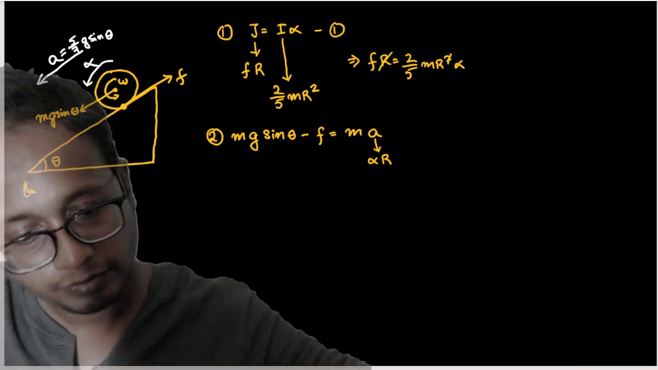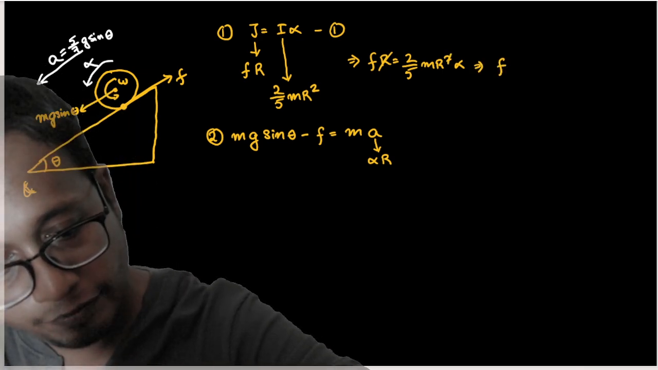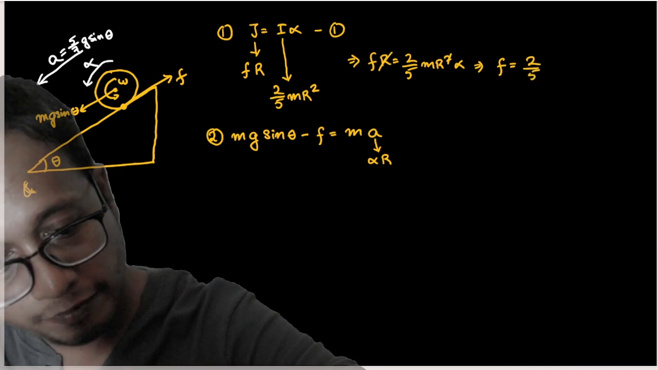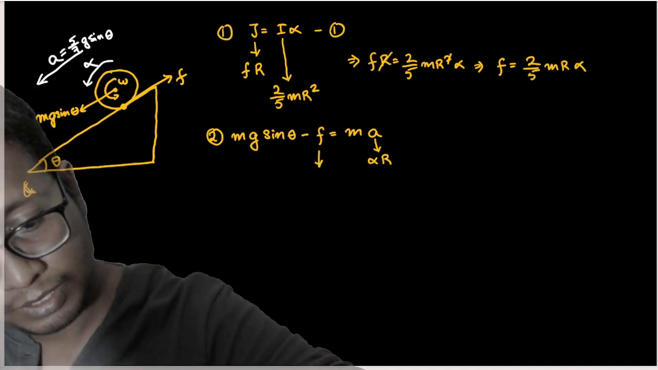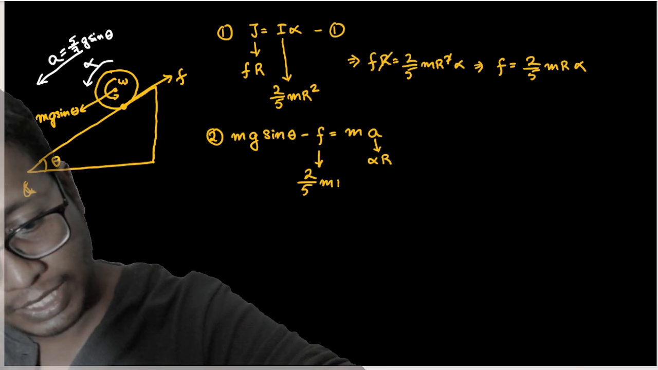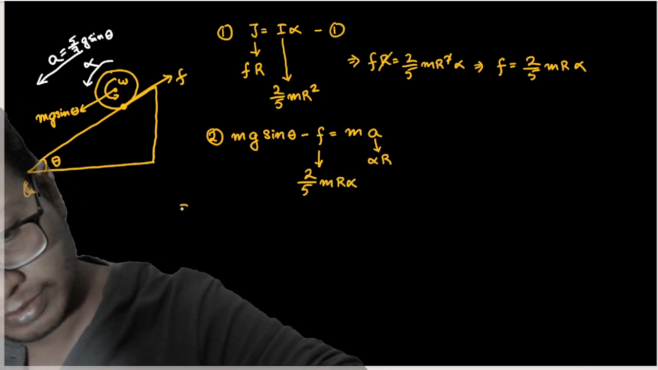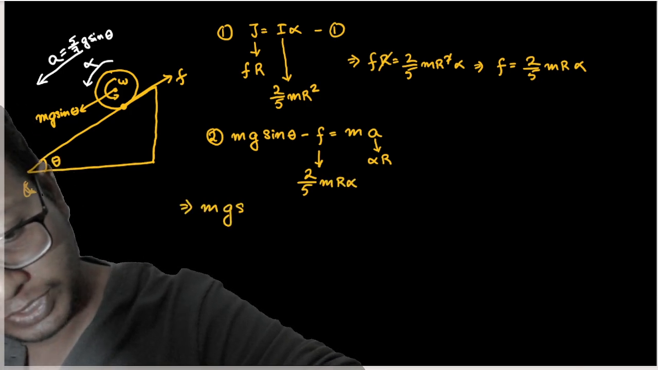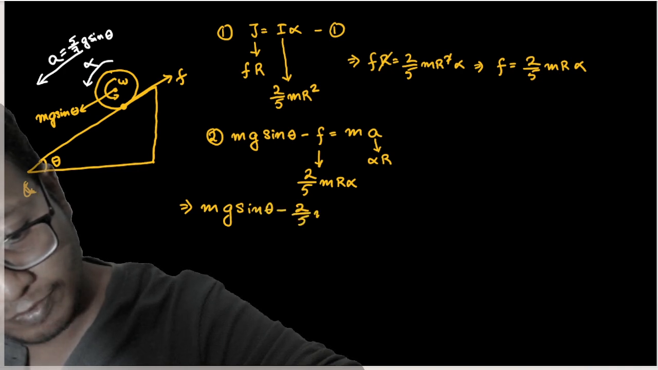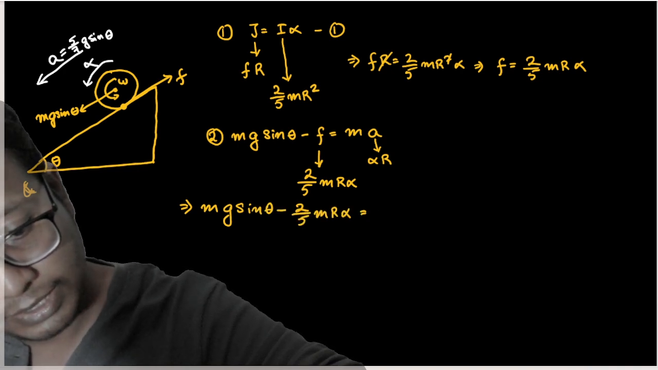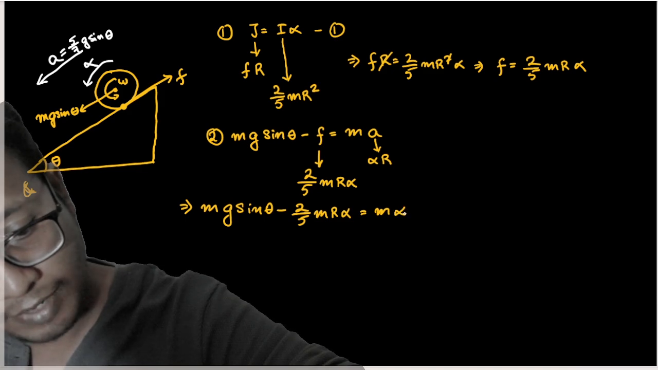Okay, F would be equal to 2 by 5 m r alpha. If I substitute the value of F, 2 by 5 m r alpha, I'll get the value of mu. mg sin theta minus 2 by 5 m r alpha is equal to m alpha r.